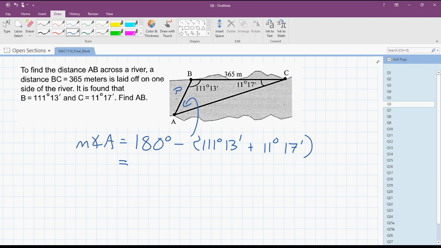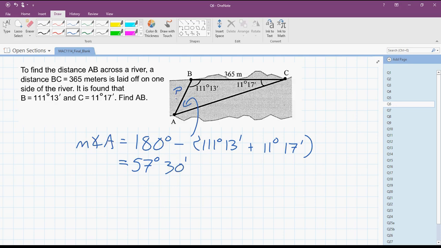57 degrees, 30 minutes. So how do you get that? Add the 111 and the 11, you get 122. Add the 13 and the 17, you get the 30 minutes. But remember that there are no minutes on the 180, so you have to steal a degree to make 60 minutes. So this becomes 179 minus the 122, which gives you the 57. And then 60 minutes minus the 30 minutes gives us the 30 minutes. Don't forget that you have to steal from the degree to make your minutes.